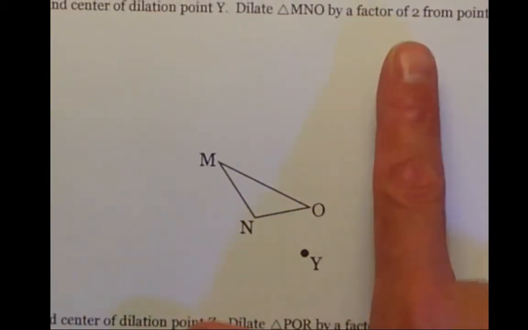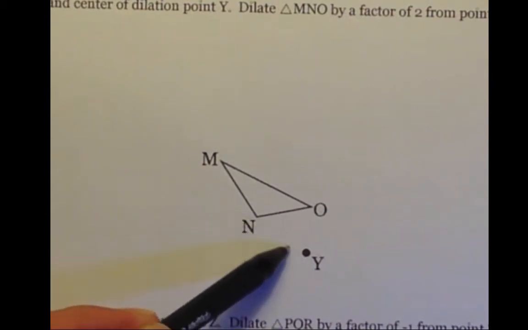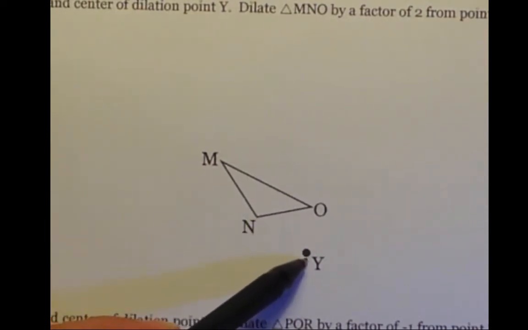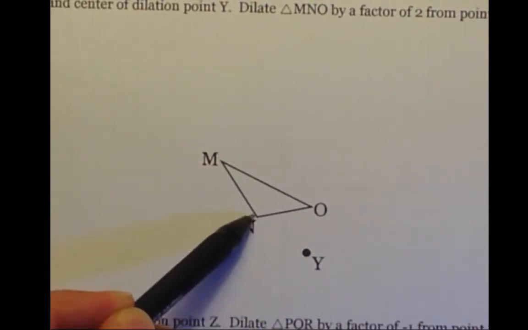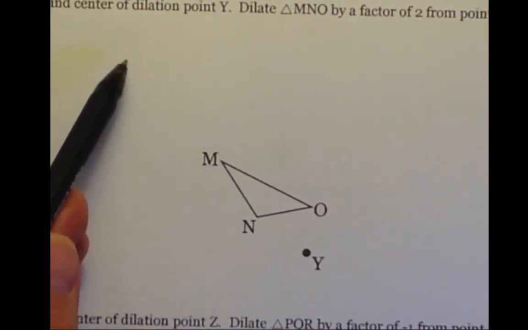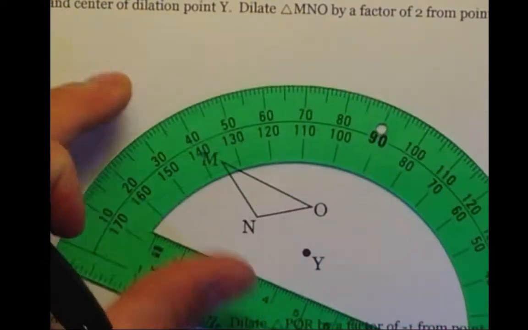Dilate now by a factor of 2. So essentially each of these distances, the distance from N to the center, has to be twice as far. So whatever this distance is, I want to double that and go out farther. And the distance from Y to M is going to double and go out further. Distance from O is going to double.